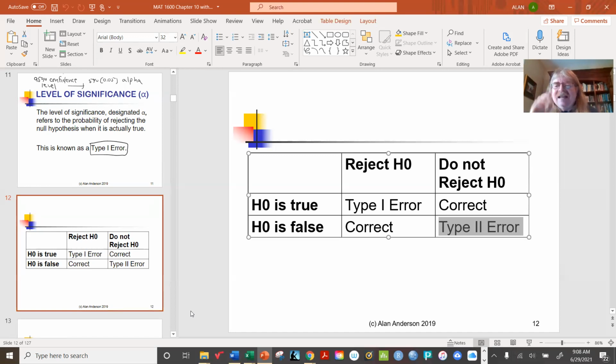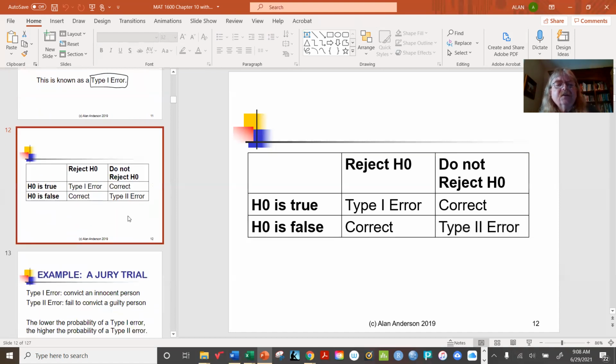There's nothing in that name that suggests what it means. In other words, I don't know how these names came about. It sounds like they were completely arbitrarily chosen, but we're stuck with them. So just remember, type 1, we reject when we shouldn't have. Type 2, we fail to reject when we should have.